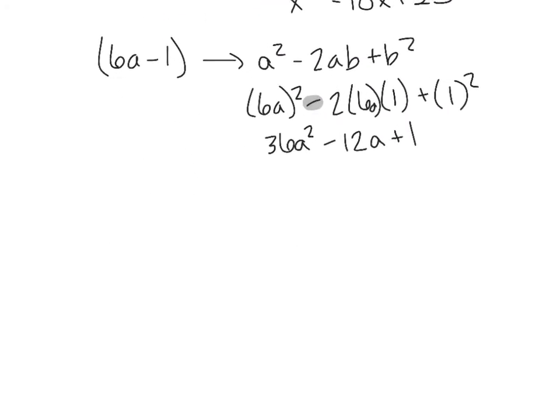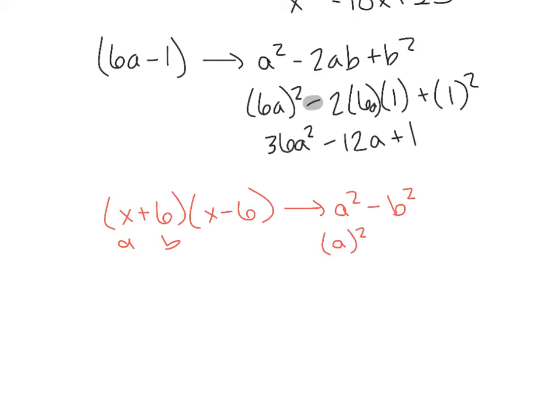Or if they give you a problem like this, x plus 6, x minus 6, you can write it in the form of a squared minus b squared. So this is a, and this is b, and you just put a squared minus, we'll leave b positive, squared, you get x squared minus 36.